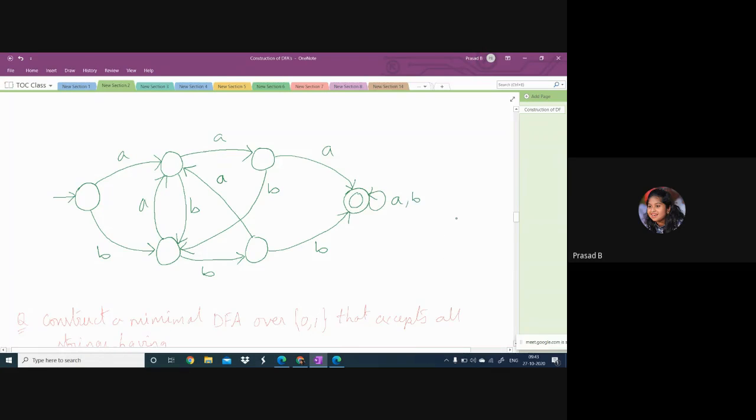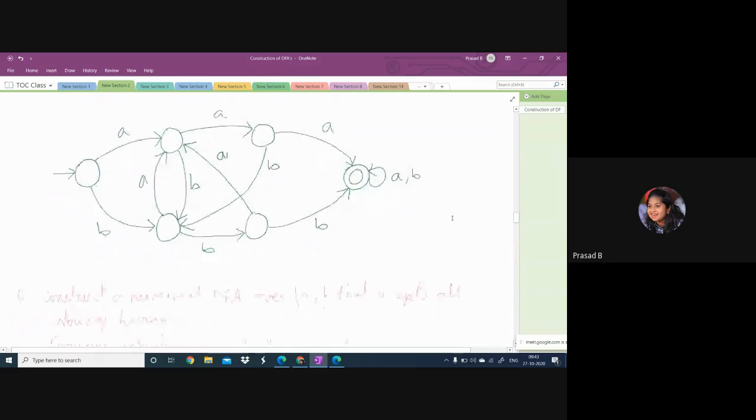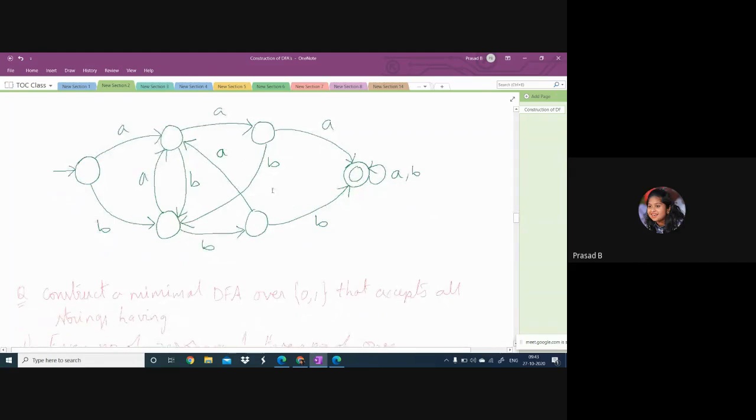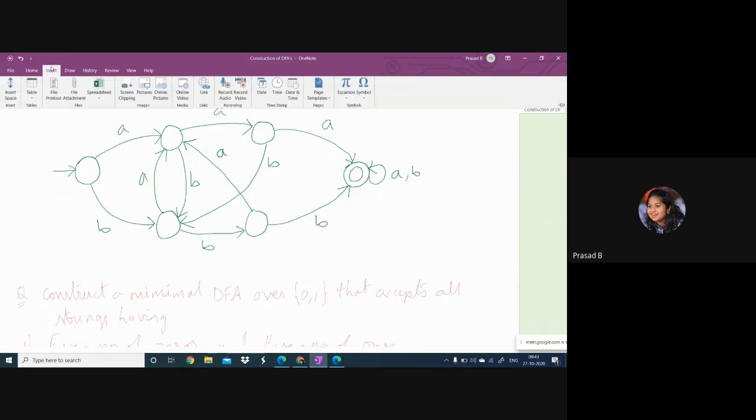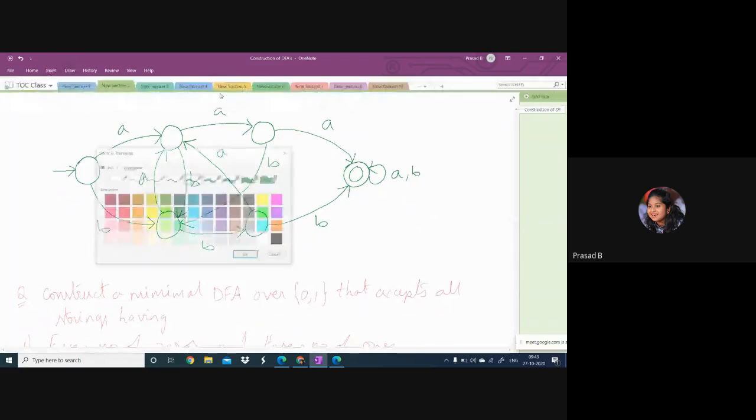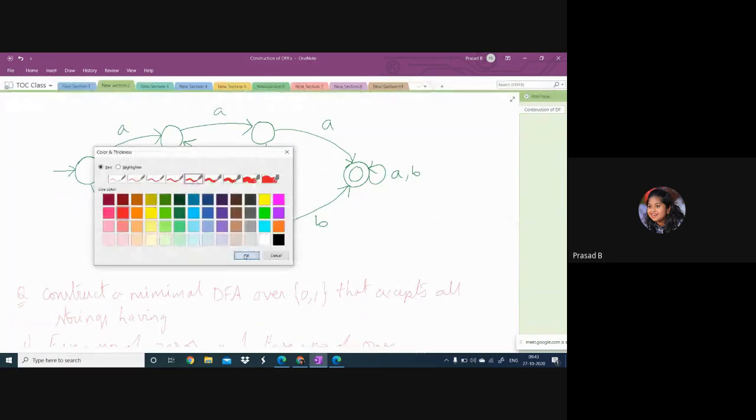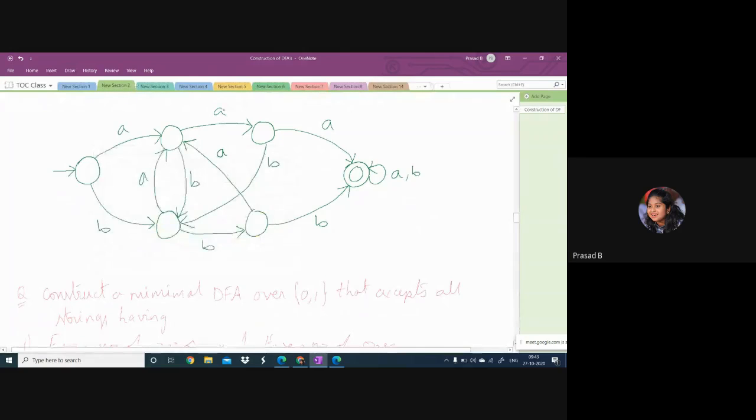Anybody got the same? Triple A or triple B? Yes, sir. If anybody is having doubt like this, sir, why did you construct like this? Why cannot we do like this one? Suppose, sir, actually, in this state B comes, you came to this one. No, sir, I will construct like this. This is B, and this is A. I will do like this.